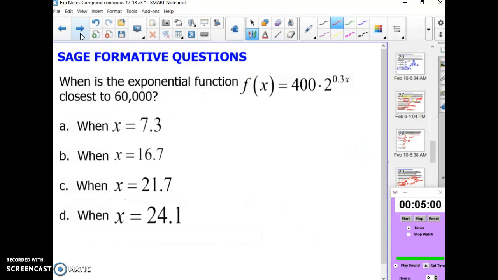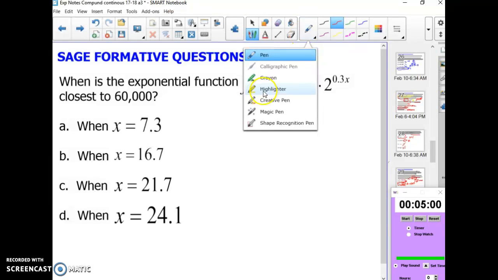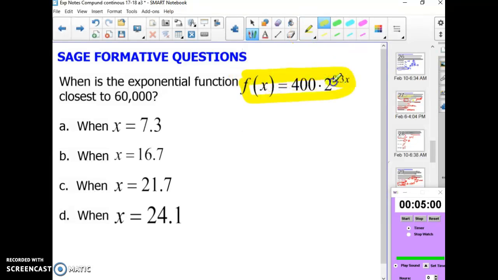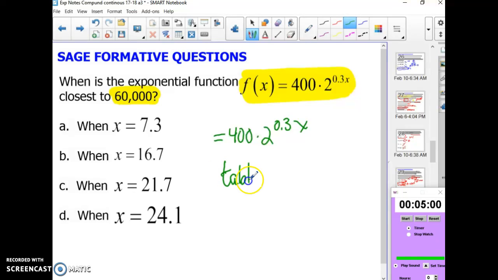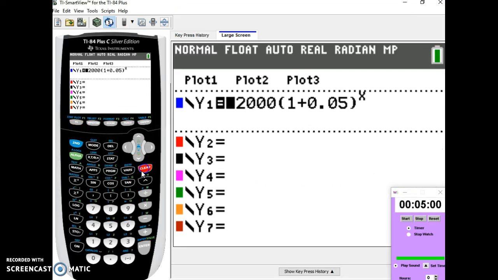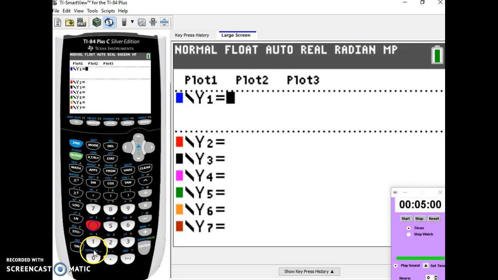Last but not least, this exponential function, 400 times 2 raised to the 0.3x, when is that closest to 60,000? So the way to make sure I know what's going on there is to go 400 times 2 to the 0.3x. I need to go look at this in a table and then see when it's closest to 60,000, if it's at around 7, 16, 21, or 24. So I'm coming back to my table.